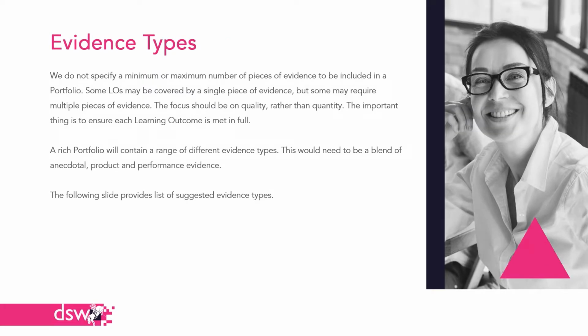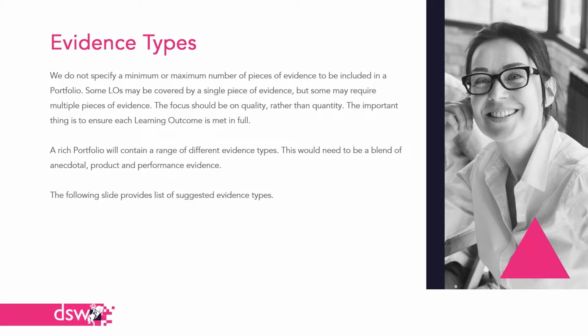Evidence types. We don't specify a minimum or maximum in terms of pieces of evidence to be included in the portfolio. One piece of evidence could span several pass descriptors, so they could use one context statement and additional pieces of evidence to cover multiple descriptors. Conversely, there may be descriptors which require several pieces of evidence in order to meet them in full.